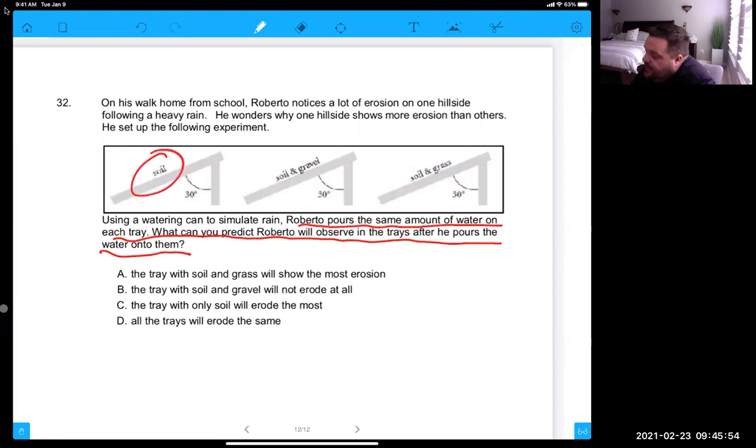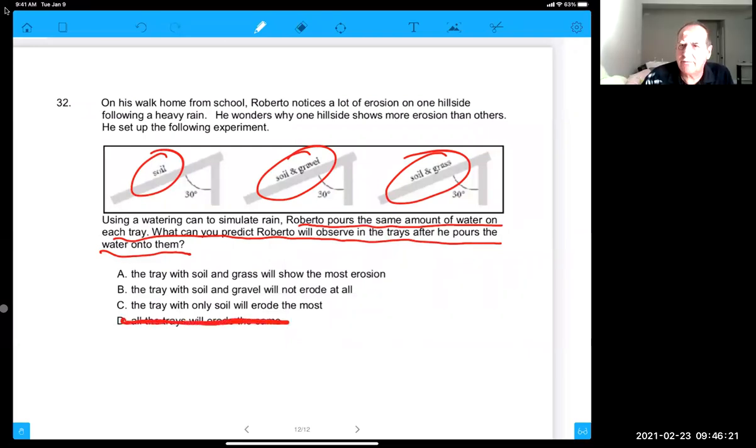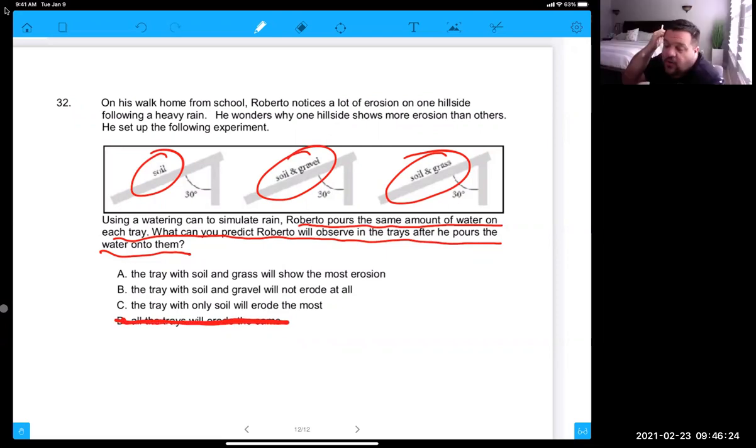So this one just has soil, this one has soil and gravel, and this one has soil and grass. So the tray with the soil and grass will show the most erosion is A. The tray with soil and gravel will not erode at all. Or C, the tray with only soil will erode the most. Or D, all the trays will erode the same. Well, it's definitely not D because the things we're using have different variables. So now we need to think what's least likely to move when we pour water on it.